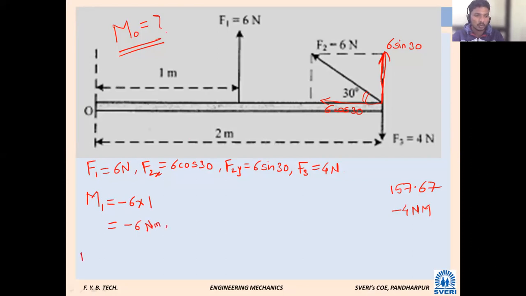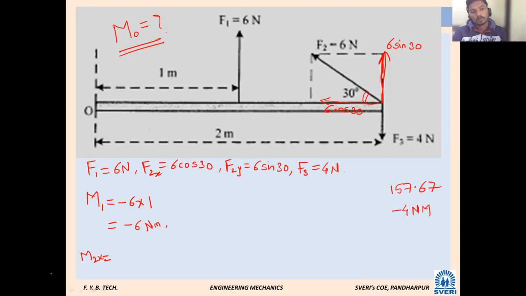Okay. M2. What will be M2? Again, M2x. How do we read M2x? M2x stands for what? Who will explain? It is the moment due to which force? The horizontal component of the F2 force. Very good.